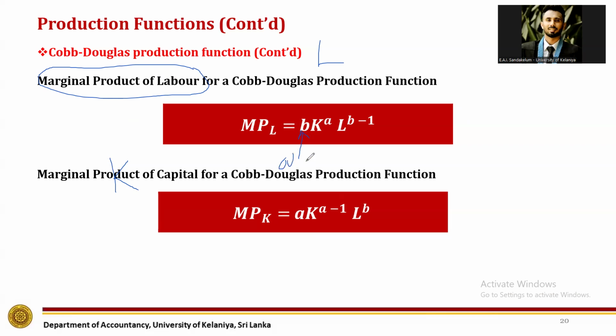Output elasticity of labor. You need to take the output elasticity of labor and deduct 1 from it. For the capital also, the A becomes the output elasticity of capital, and from that elasticity you need to deduct 1. So you can find the answer by applying these two.